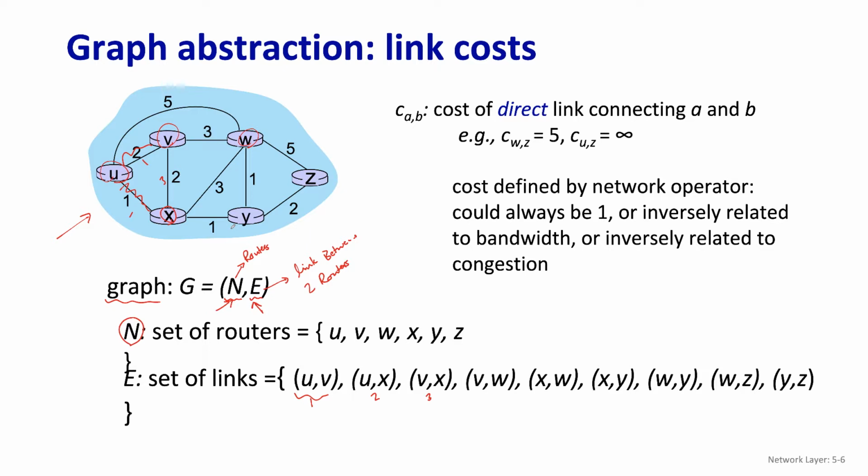Okay? The other thing that you have to understand is the cost. Most of the time, the notation is going to be something like this. So the cost, which is C here, from A to B.